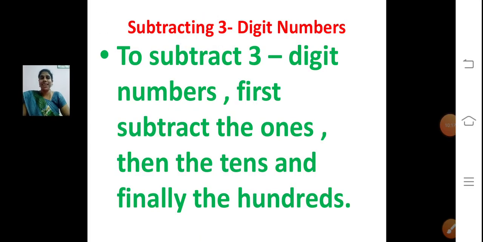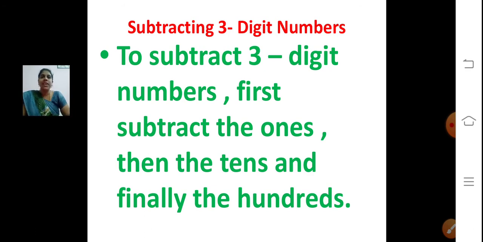Next, subtracting 3-digit numbers. How to subtract 3-digit numbers? Now we have seen how to subtract a 2-digit number from a 3-digit number, right? Now we are going to see how to subtract two 3-digit numbers. Shall we do it now? Yes.